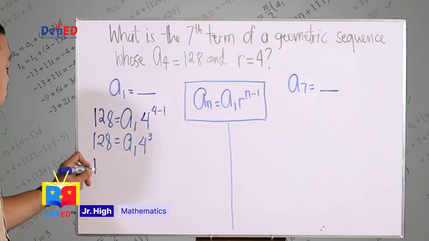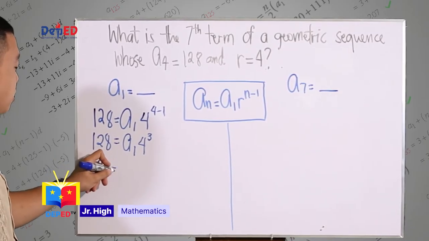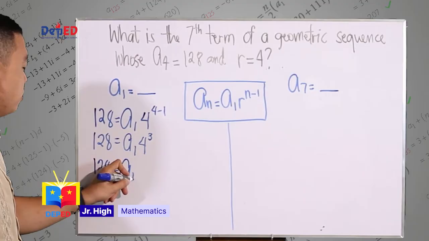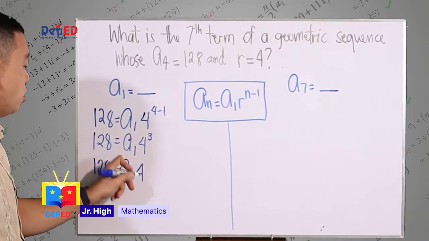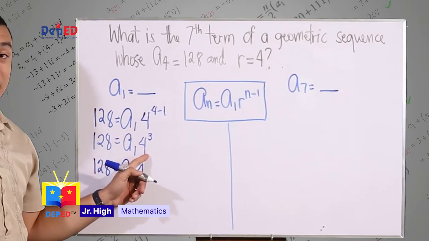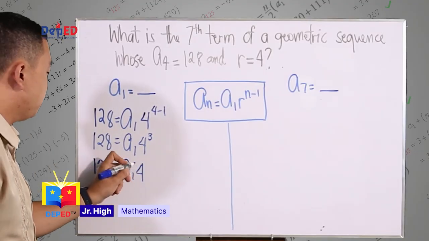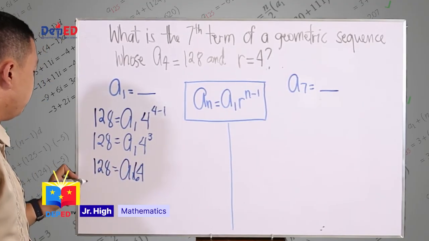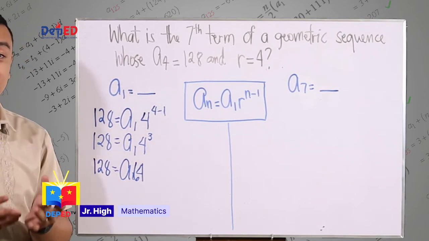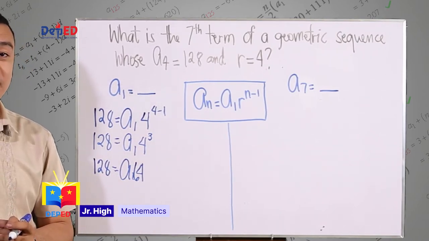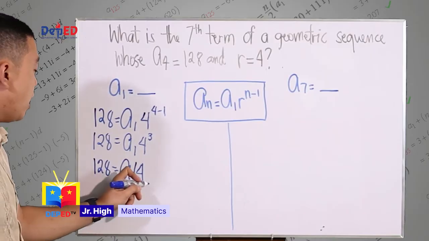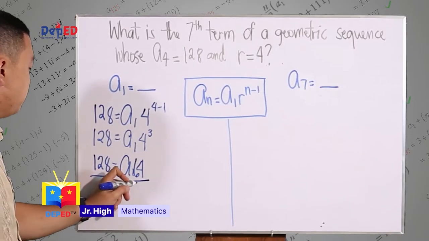Next, we will have 128 is equal to a sub 1 times 4, multiplying 4 by itself 3 times will give us 64. Then, divide both sides by 64 so we can isolate a sub 1.